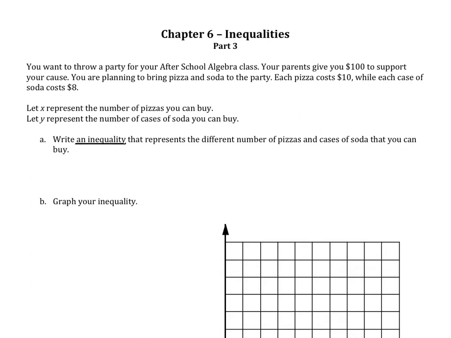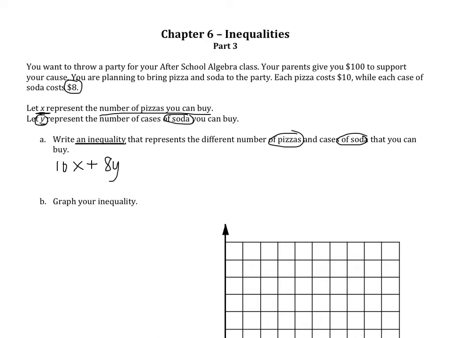So we're going to have one inequality in terms of the number of pizzas and the number of cases of soda, which is X and Y. Now let's look at pizzas. It tells me that I can buy X pizzas, because X is the number of pizzas you can buy. Now each pizza costs me $10. So for each pizza that I buy, if I buy X of them, they're all going to cost me $10 each. So I buy 3 pizzas, it's going to cost me $30. $10 for each pizza. Now I'm also going to buy some soda, which is Y. Those cost me $8 each, so that's going to be 8Y. So 10X, those are all the pizzas I buy. 8Y, those are all the cases of soda I can buy.